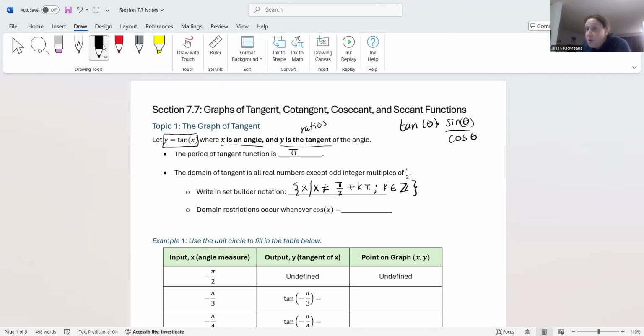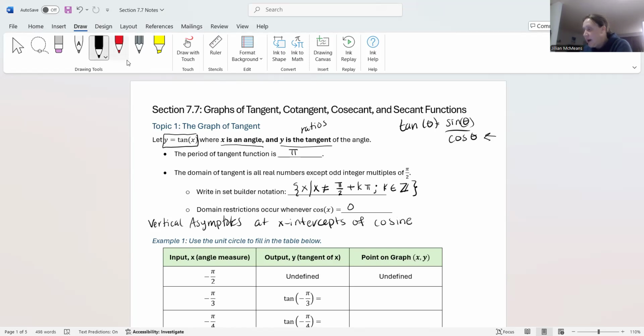Remember, the domain restrictions occur when cosine is equal to 0. And what happens is we end up with vertical asymptotes when cosine is 0, and cosine is 0 at its x-intercepts. So we get vertical asymptotes at x-intercepts of cosine. Okay, so that's some basic information.